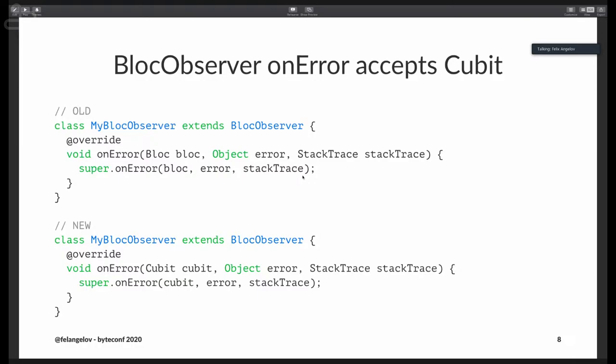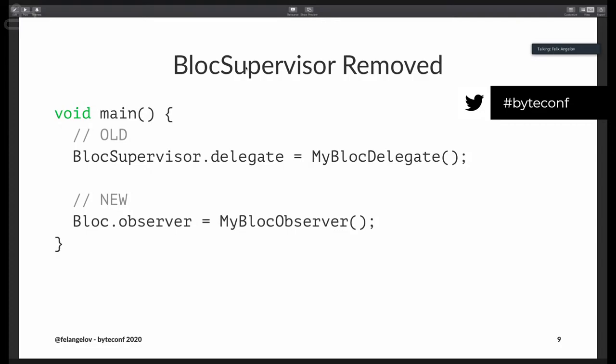And so the last bit of this saga for Bloc observer and delegate is how do you actually initialize it? Previously there was this concept called Bloc supervisor, which was confusing and unnecessary. And so we removed that concept altogether. Now you can just set your observer for the Bloc via Bloc.observer and then pass the instance of the Bloc observer you want to be used. So less code, fewer concepts, and hopefully easier to understand.